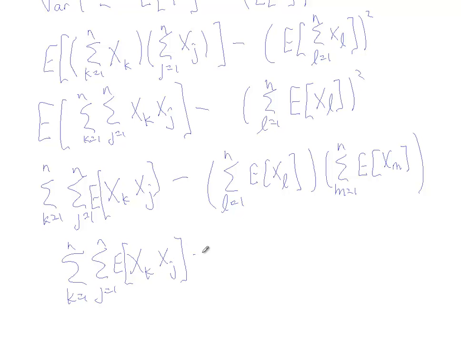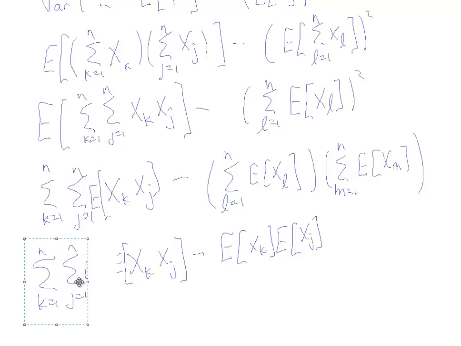Okay. And then minus, what do I have? Well, I can make the l into a k and the m into a j. So I just have the expectation of xk times the expectation of xj. Okay. So my double sum, let's move it back a little bit so we can see what's going on. My sum involves this difference.